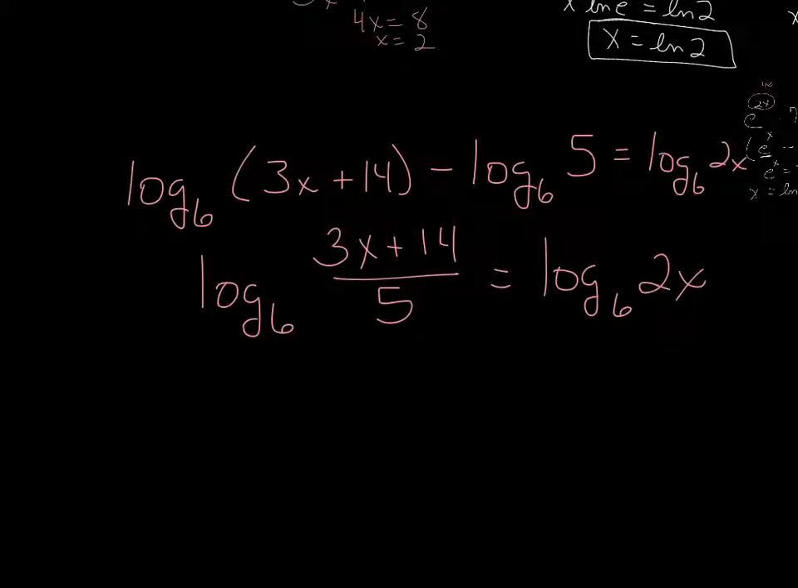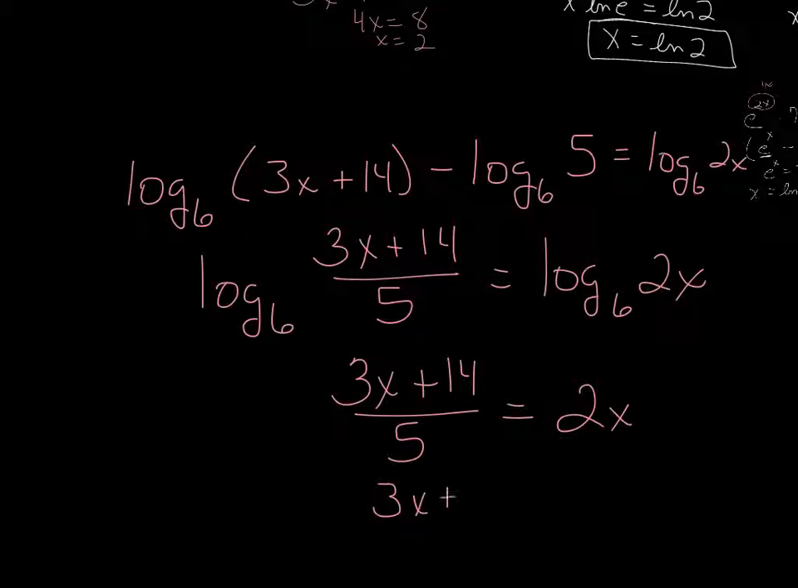You do 5x plus 14 equals... No, 5x. Dimitri? 5x. Literally multiply it by 5. Sean? Yeah, remove the log 6s and then multiply by 5 on both sides. To get rid of the 5 in the bottom, multiply both sides by 5. Okay, so 3x plus 14 equals 10x.